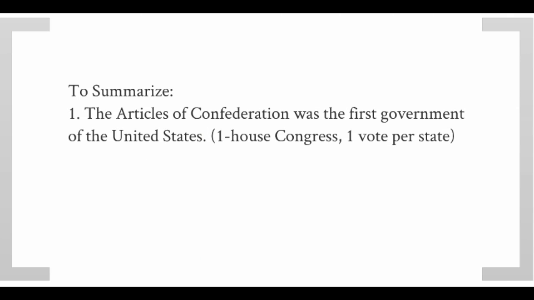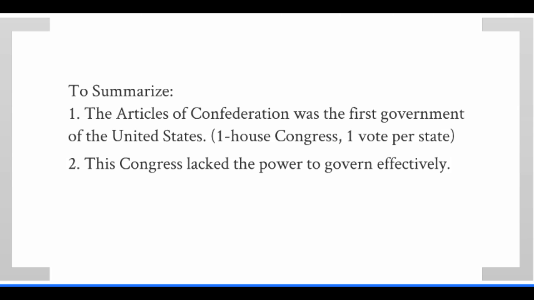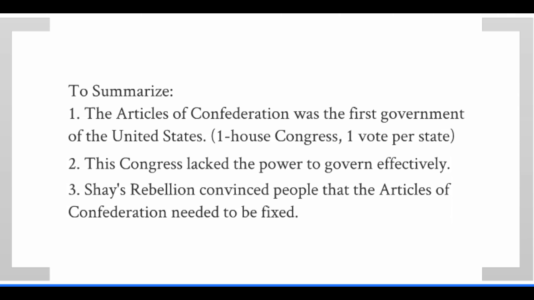So then, just to sum up, our first government in this country was called the Articles of Confederation. It had a one-house Congress, and each state had one vote. We already know from this lesson that the Articles of Confederation government was much, much too weak. In 1787, as a result of Shays' Rebellion, the framers of what would become the Constitution, we'll get to that in the next lesson, sat down to fix the Articles of Confederation.